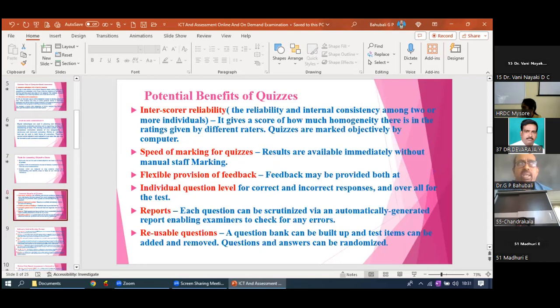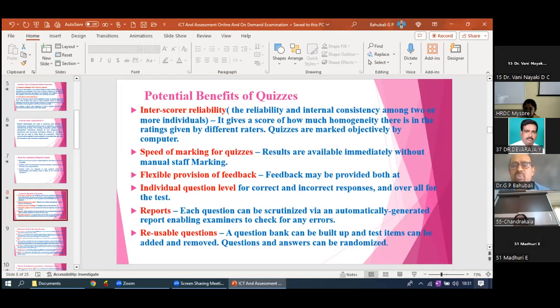The important advantage, or benefit, of these quizzes is inter-scorer reliability. Inter-scorer reliability is the major advantage of using quizzes. The second one is speed of marking for quizzes. Speed of marking means the results are available immediately. We can avoid wastage of time. Within a short time, we can finish the complete process of evaluation or assessment. That's why the marking is fast, and the scoring is also very fast.